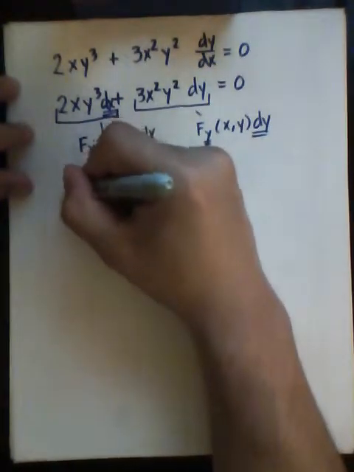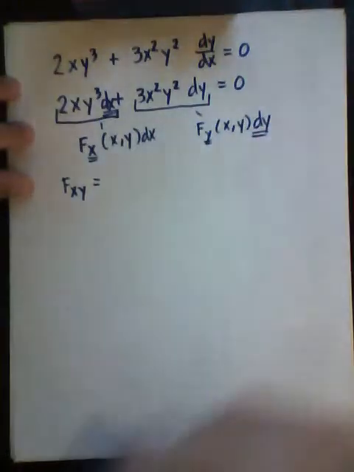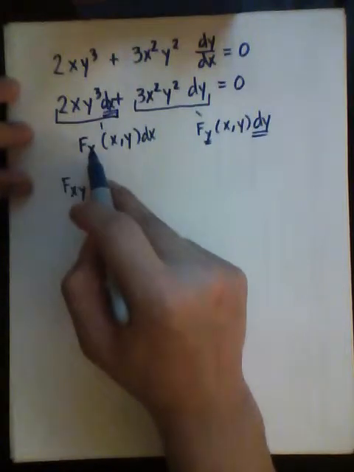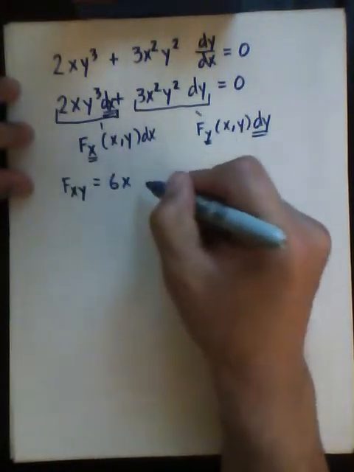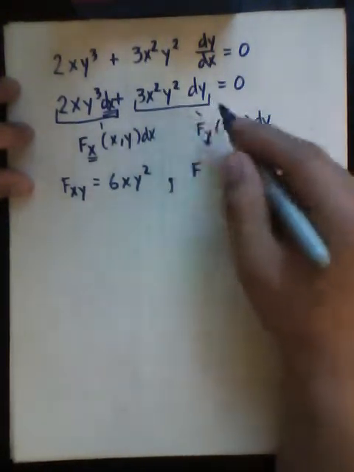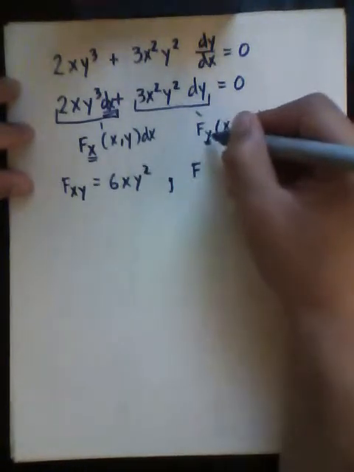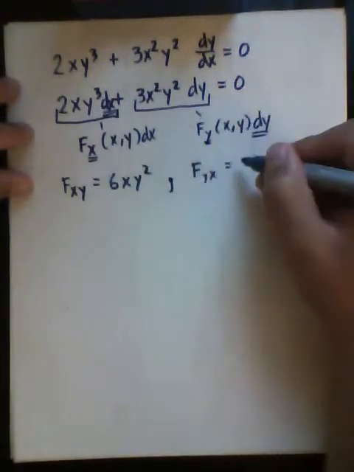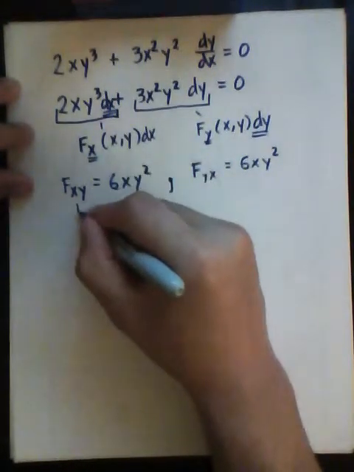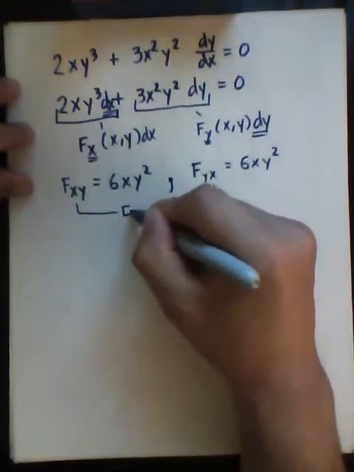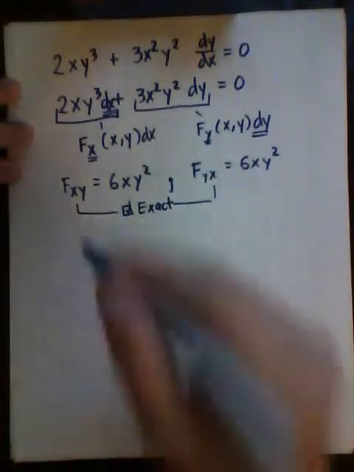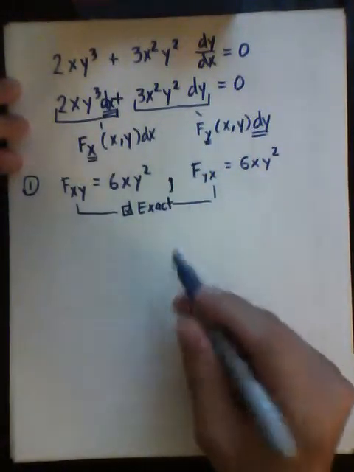So let's check, are the mixed partials equal? If you take the derivative of f sub x with respect to y, you'll get 6xy squared. And if you take the derivative of f sub y with respect to x, you get the same thing, 6xy squared. So because these are equal, they are indeed exact. Okay, and that's your first step. Just check if the mixed partials are equal.